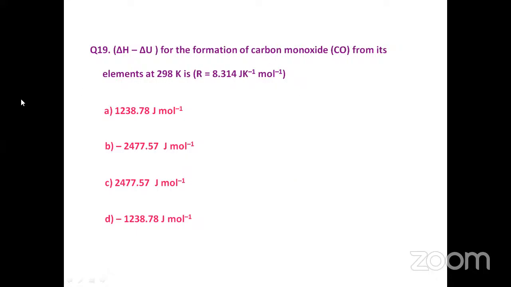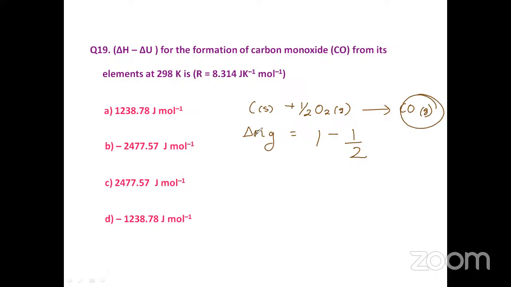For the formation of carbon monoxide, how is carbon monoxide formed? Solid carbon plus half O2 in the gaseous form gives you carbon monoxide. So delta Ng, for the formation, we write as 1 minus half. So delta Ng is equal to plus half.